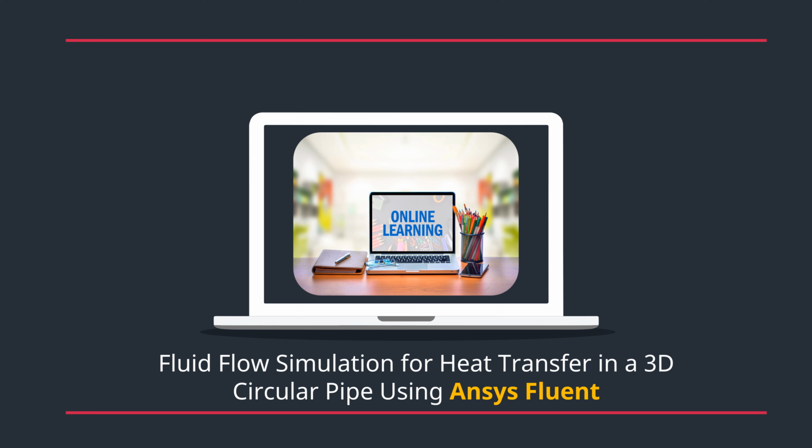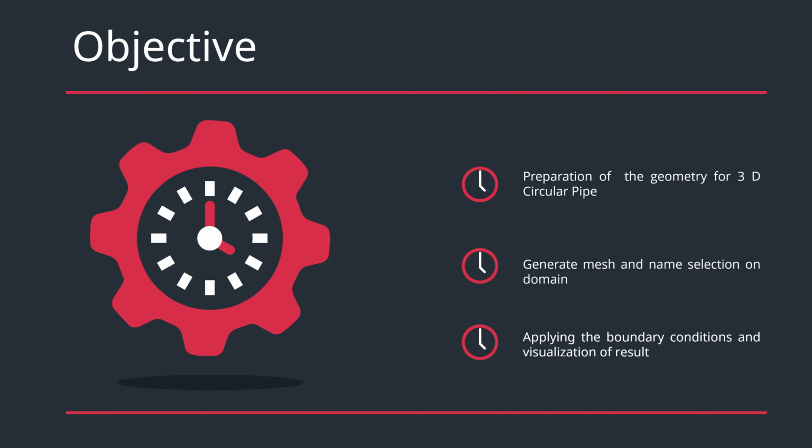So today we are visualizing the fluid flow simulation for heat transfer in a 3D circular pipe using ANSYS Fluent. The first objective is preparation of geometry for the 3D circular pipe, then generate the mesh and name selection so that it will be useful for applying the boundary condition in the setup. We are applying the boundary condition setup in terms of two parameters: one is velocity and the second one is temperature.